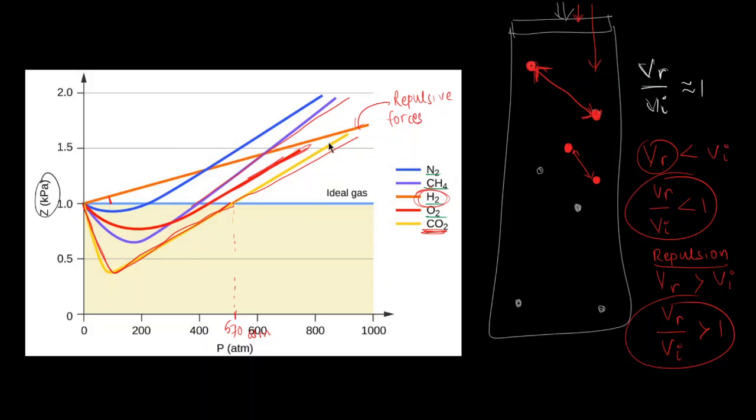For these other gases, for a certain range of pressures, like if you consider this blue line, that's for nitrogen. So let's say for nitrogen, in the pressure range of 0 to let's take it to be 220 ATMs, in this range, the value of the compressibility factor is less than 1. So that means that attractive forces are more dominant.